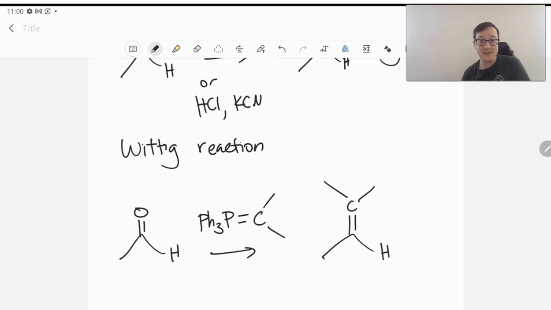And we're going to see stereochemical considerations here, because in this case, we're actually able to control E versus Z alkenes that are formed by looking at our Wittig reagent.